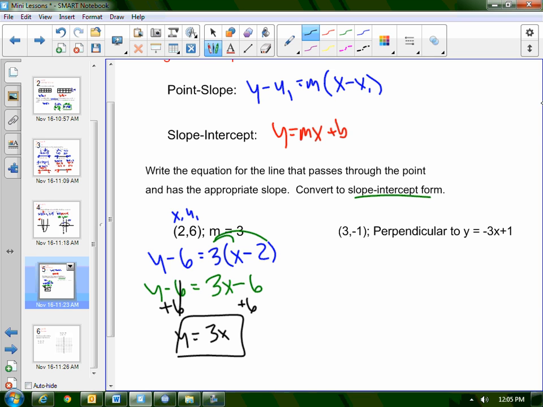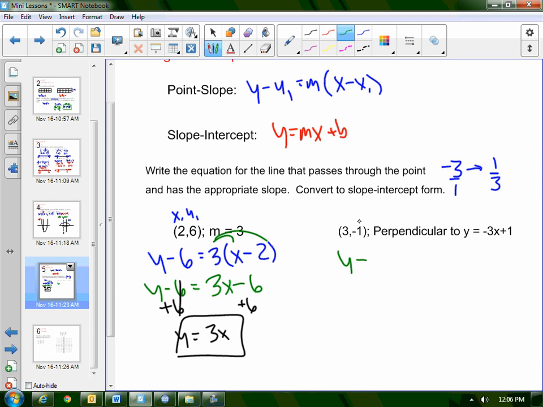Now, if this says perpendicular to, remember, perpendicular slopes are opposite reciprocals. So negative 3, the perpendicular slope is going to be opposite. It's going to be positive, and it's the reciprocal. The reciprocal of 3 over 1 is 1 over 3. So the slope I'm going to use is 1/3. And I'm going to do this in point slope again. I'm kind of giving you a slope, but I'm being sneaky about it. I'm not just straight up saying, here's a slope. It's the opposite reciprocal.